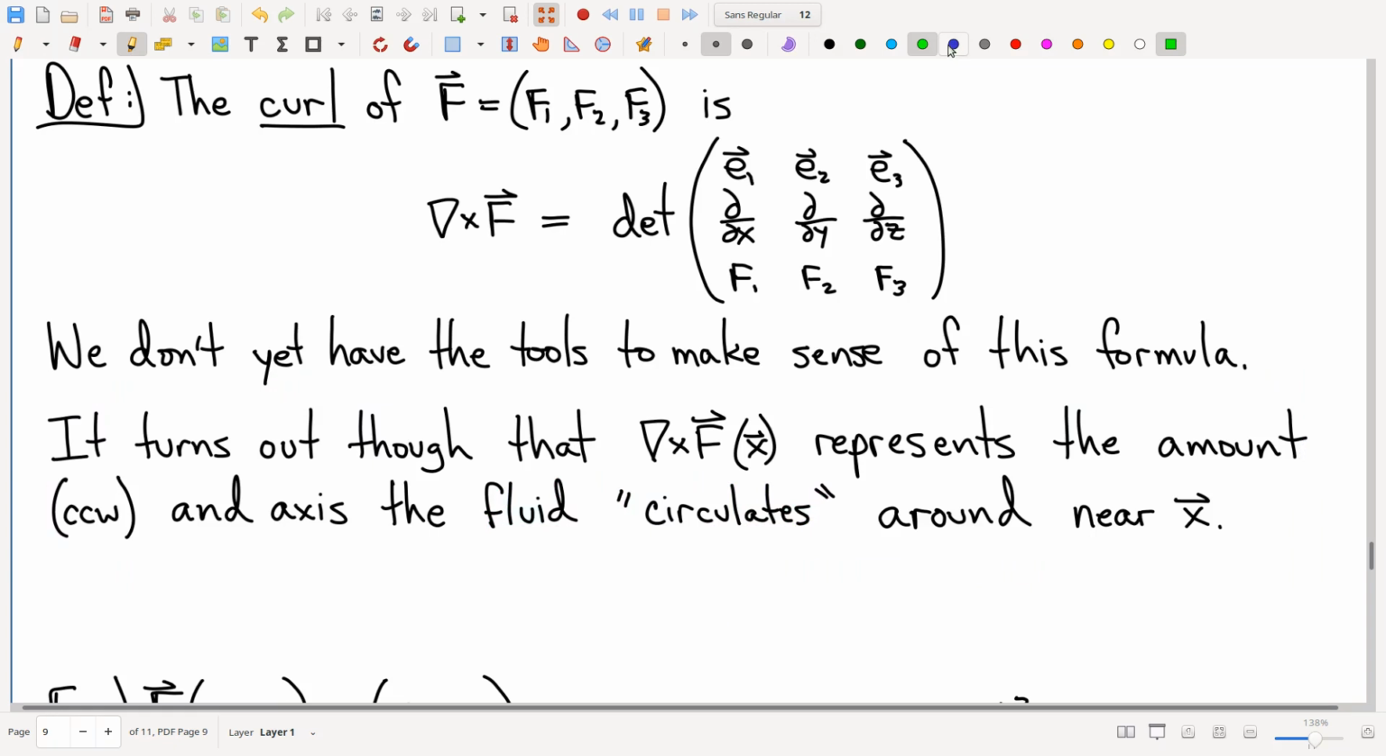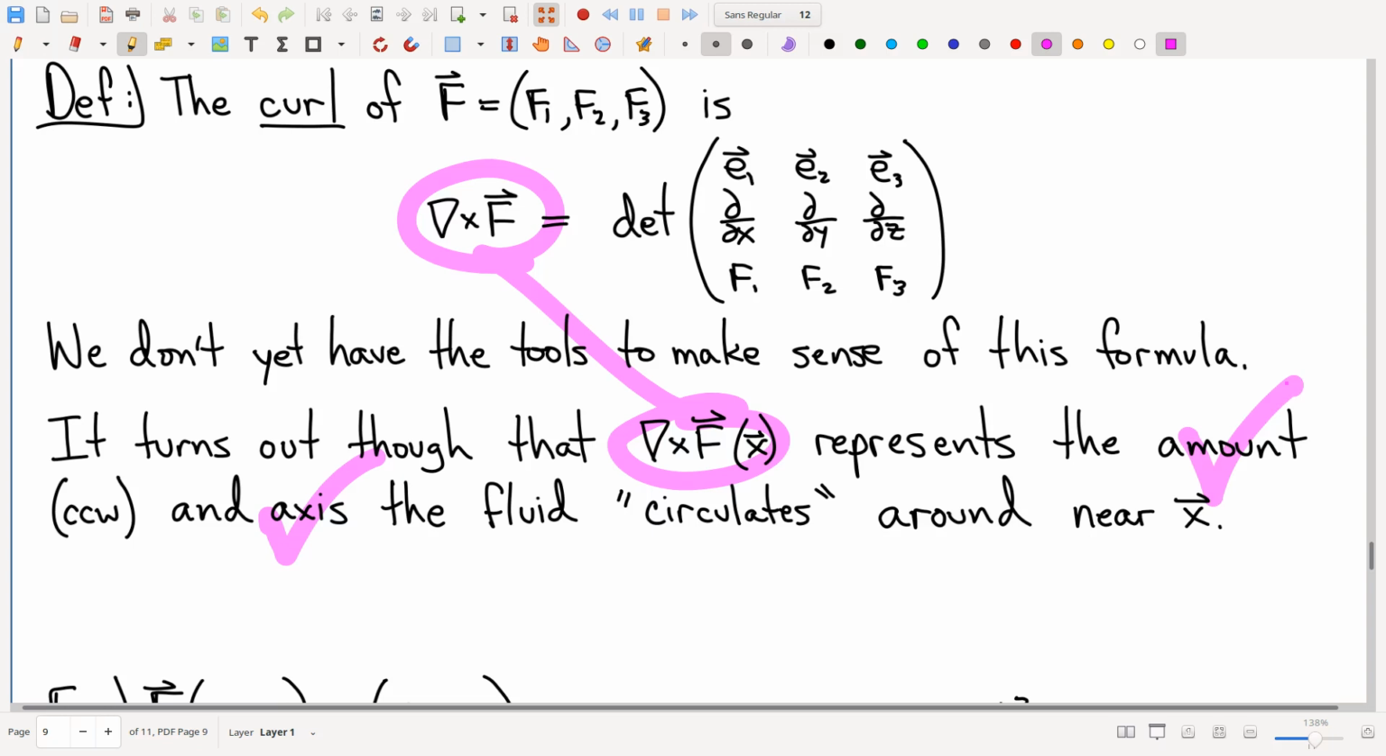Specifically, before I go on, let me notice that curl is a vector because it's a cross product. And being a vector, it has two components: a direction and a magnitude. The direction tells me the axis that the rotation is around, and the magnitude tells me, in some sense, how much of a rotation there is around that axis.